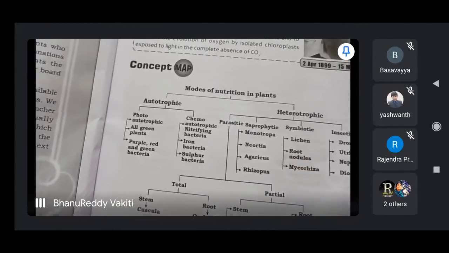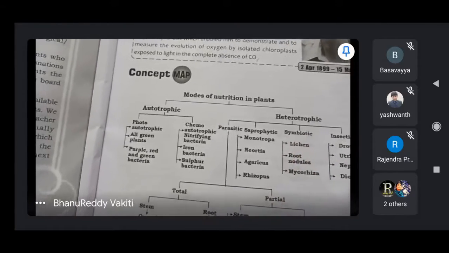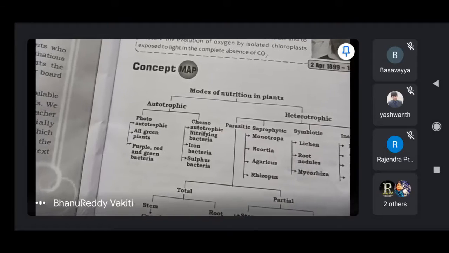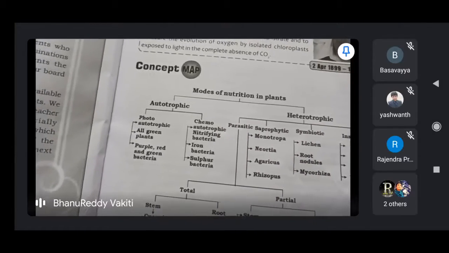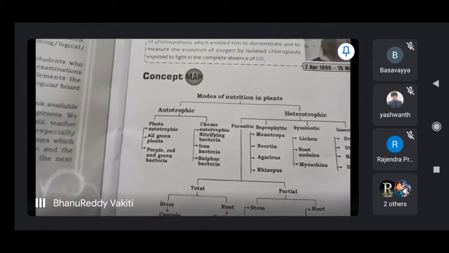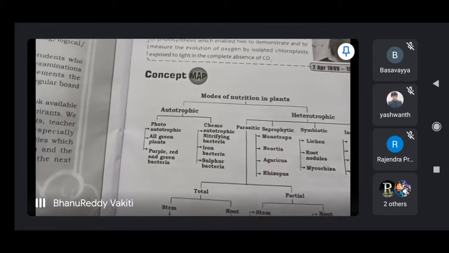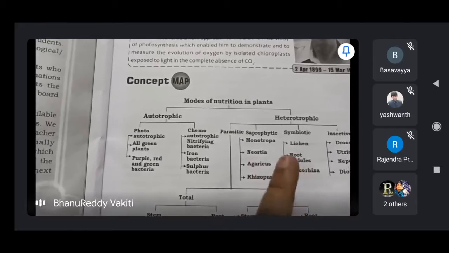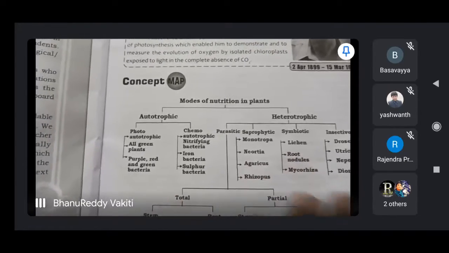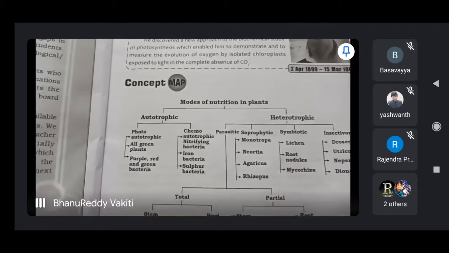In that manner, sharing of life is called symbiotic. And parasitic means totally depends on others or partially depends on others. Here some examples they have given. Parasitic means depending on others for food and shelter. And saprophytic, so Monotropa, these are the examples. About symbiotic, clear details we'll discuss in the next classes.